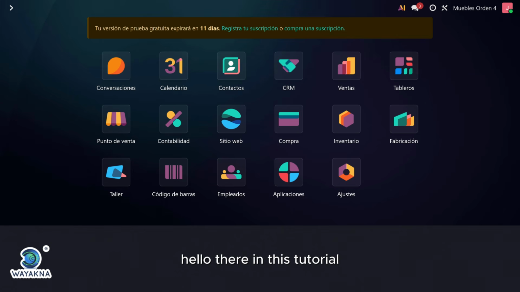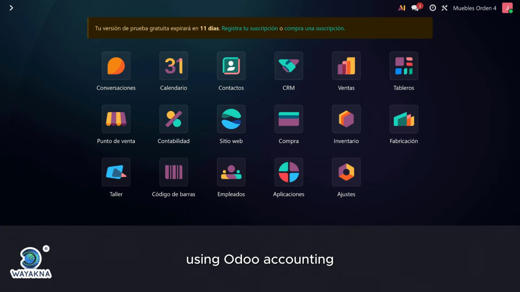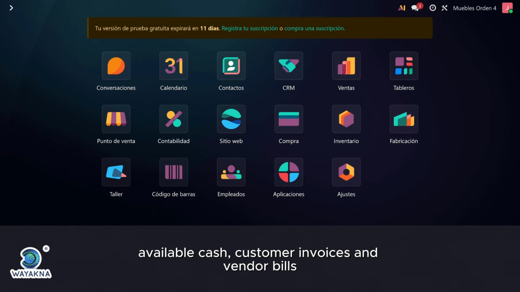Hello there. In this tutorial, we will learn how to check how much money a business really has using Odoo Accounting. We will use Muebles Orden 4 as our example. We will review its bank balance, available cash, customer invoices, and vendor bills.